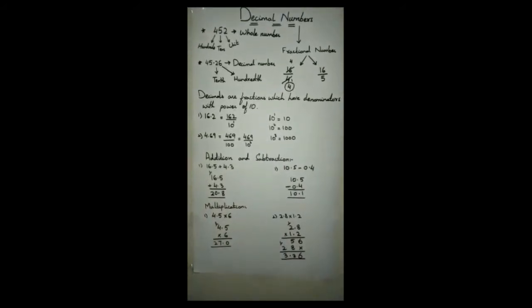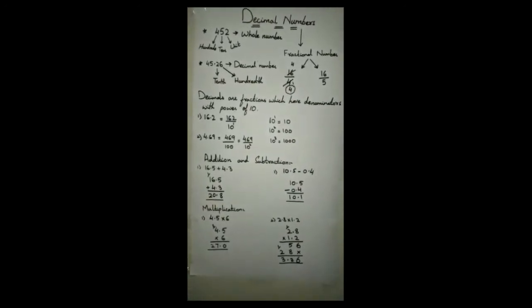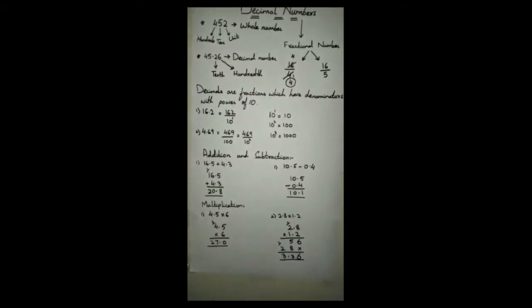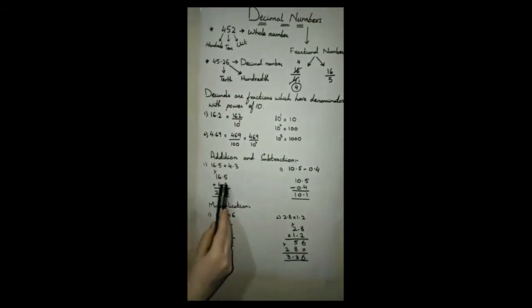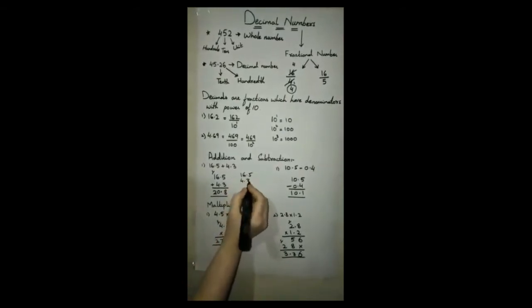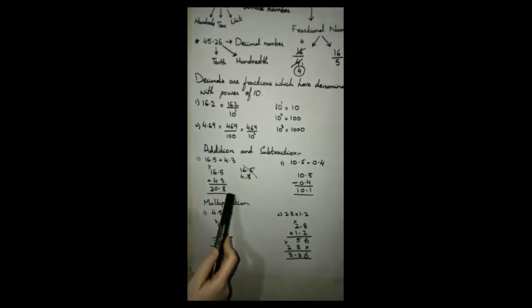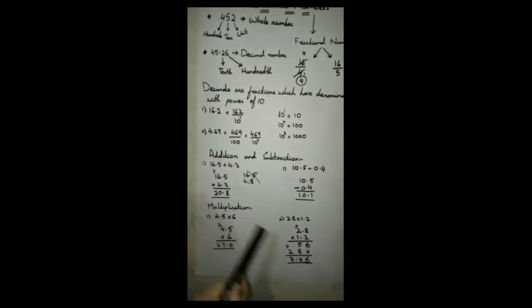Addition and subtraction of decimal numbers. You know how to add and subtract decimal numbers, but I am going to revise this method. 16.5 plus 4.3. To add or subtract decimal numbers, we have to follow one rule. I will write the decimal point right below the decimal point. I will not write these numbers like this. It will be wrong. 5 plus 3, 8. Decimal point is decimal point. 6 plus 4, 10, write 0, carry 1. 1 plus 1, 2. 20.8 is the answer of this addition.